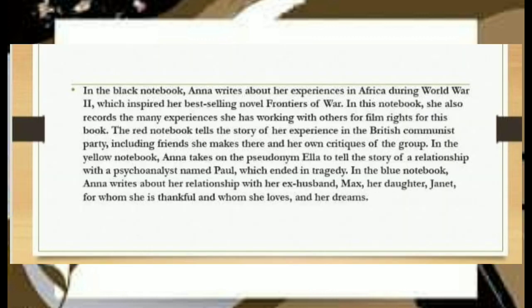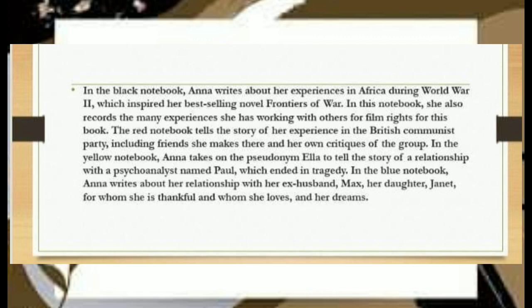In the Black Notebook, Anna writes about her experiences in Africa during World War II, which inspired her best-selling novel, Frontiers of War. In this notebook, she also records many experiences she has working with others for film rights for the novel. The Red Notebook tells the story of her experiences in the British Communist Party, including friends she makes there and her own critiques of the group.